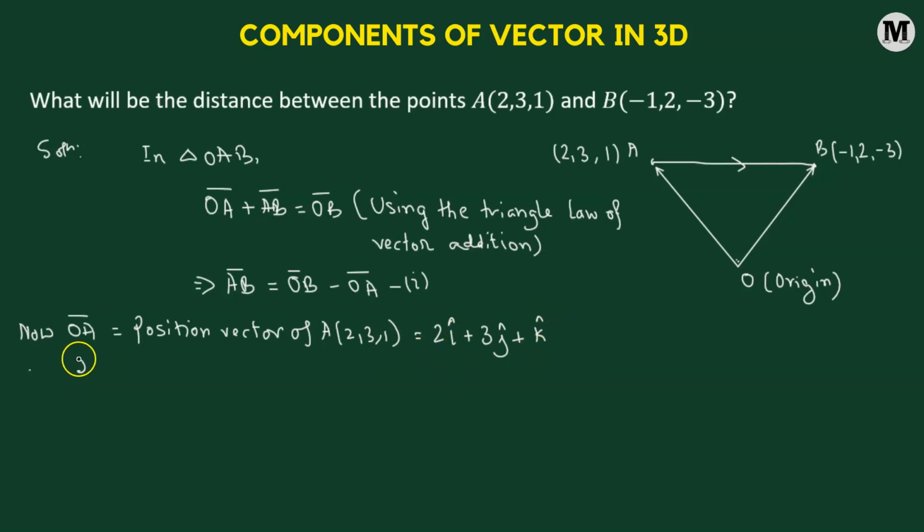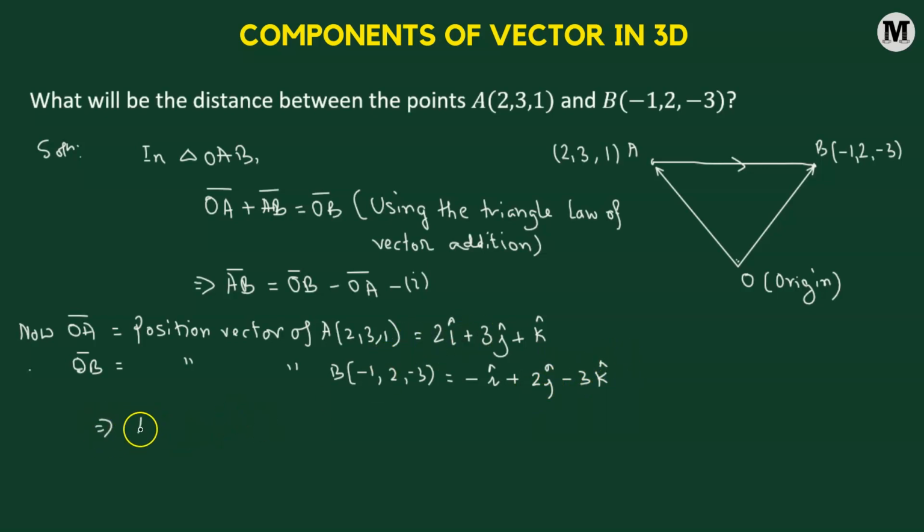Similarly, we can define the vector OB. So OB vector is going to be the position vector of point B. Now point B has the coordinates -1, 2, and -3. So that means its position vector is going to be defined by -i cap plus 2j cap minus 3k cap. So we have now OA vector and OB vector.